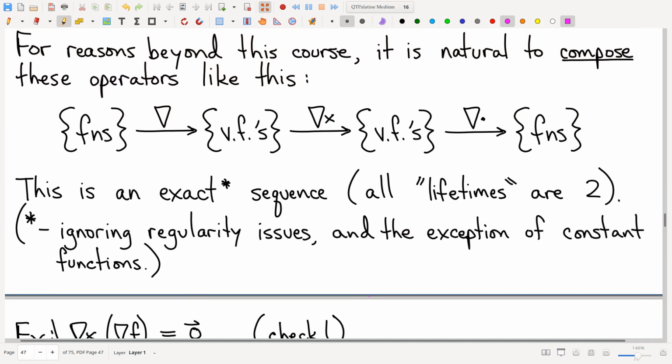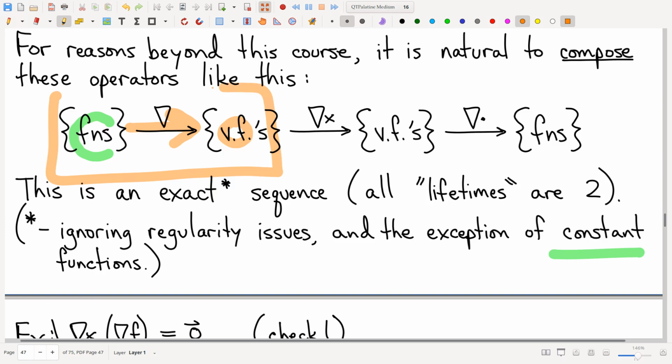Oh, and let me real quick, I don't want to spend too much time on this, but constant functions are the sad counterexample. You take a constant function, you take its gradient, you get 0. That poor little fella only has a lifetime of 1. It's a sad story, right? But that's basically the only counterexample. And you've got regularity issues. What if the function's not appropriately differentiable? Blah, blah, blah. Sure, those issues as well. But among nice functions, nice vector fields, this is the only counterexample.